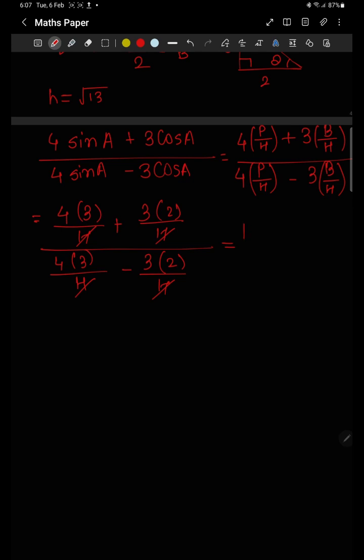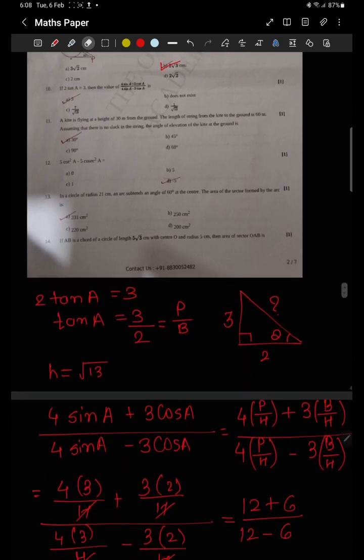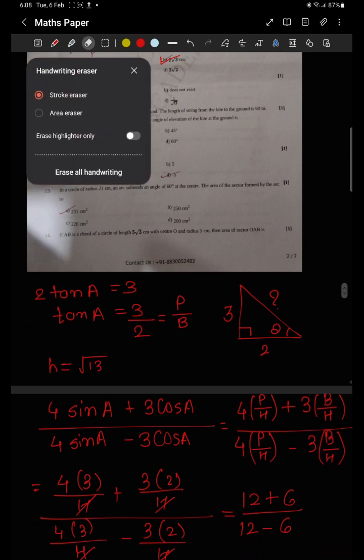Okay, 4 3s are 12, 3 2s are 6, upon 4 3s are 12 minus 3 2s are 6. So 12 plus 6 is 18, right? And this will become 6. 6 1s are 6, 6 3s are 18. So the answer is 3. Okay, so question number 10, option A is 3. Okay, yes. Now we will move towards the question number 11.